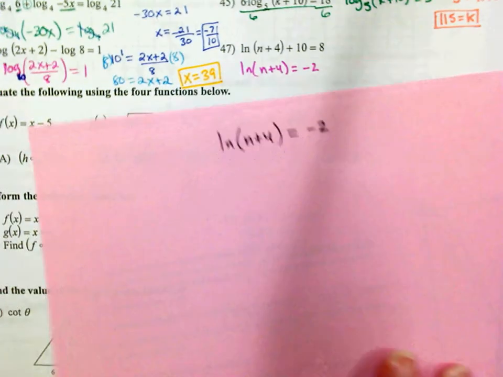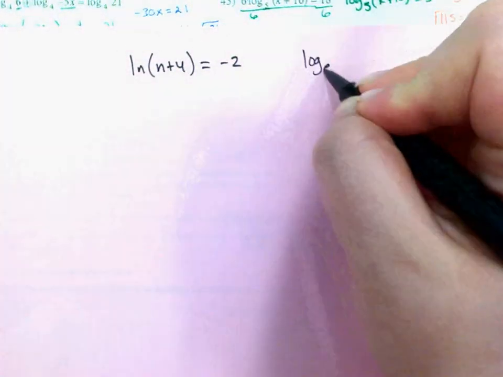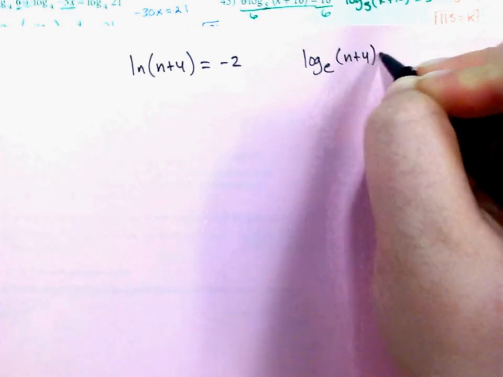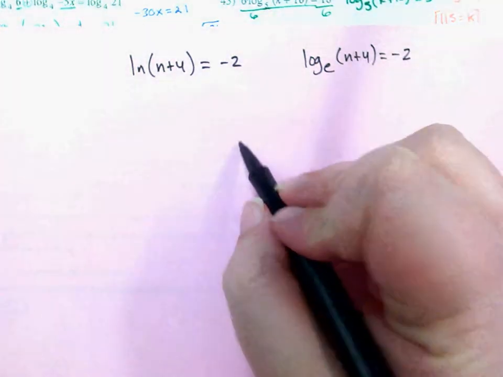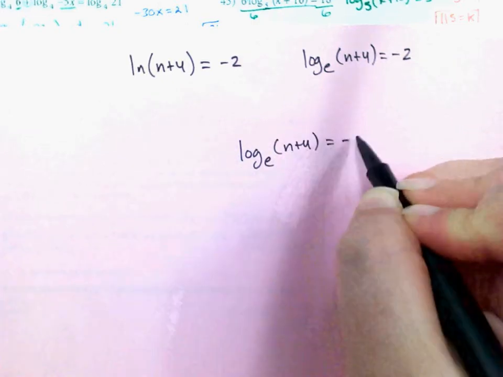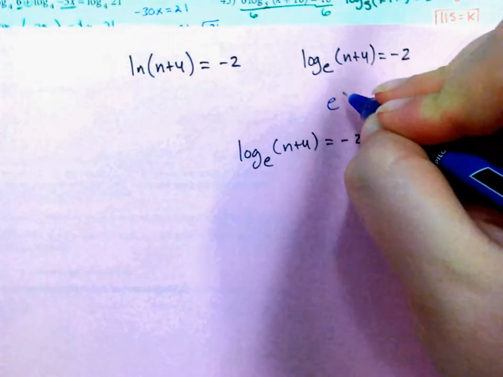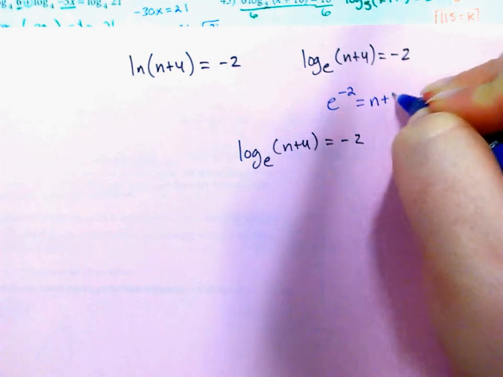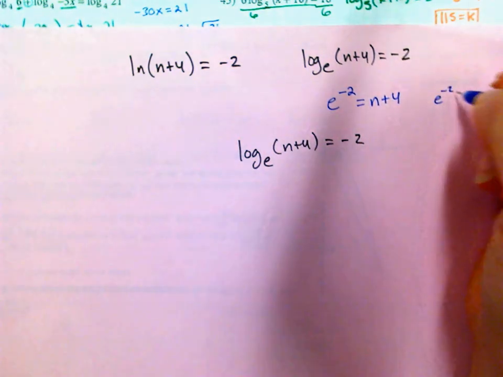Okay, so I'm going to write a couple different ways. A couple ways of seeing this. Natural log is log base e, right? Could I just convert to an exponential? E to the -2 equals n plus 4. How do I get rid of the 4? Subtract it. E to the -2 minus 4 equals n.